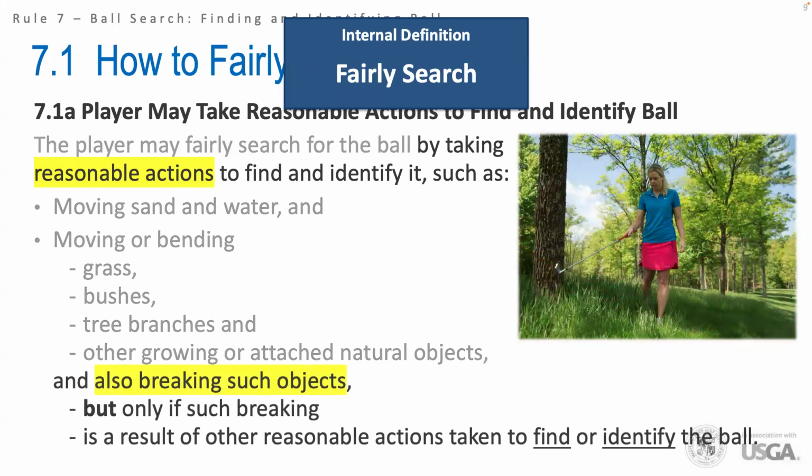Also, breaking objects, but only if such breaking is the result of other reasonable actions taken to find or identify the ball. So breaking comes with a proviso that it must be the result of a reasonable action. So you can't just go around in this area breaking a bunch of objects because you think that you can and you're fairly searching. It has to actually be a reasonable action that you're taking to find your golf ball.